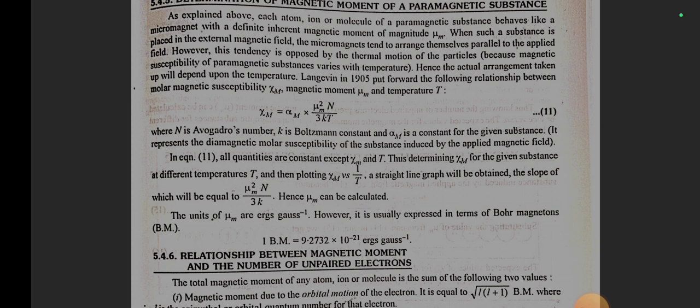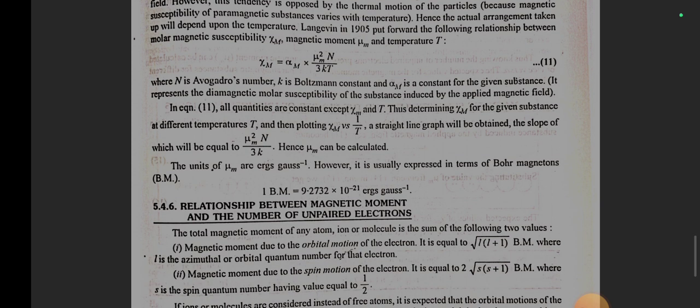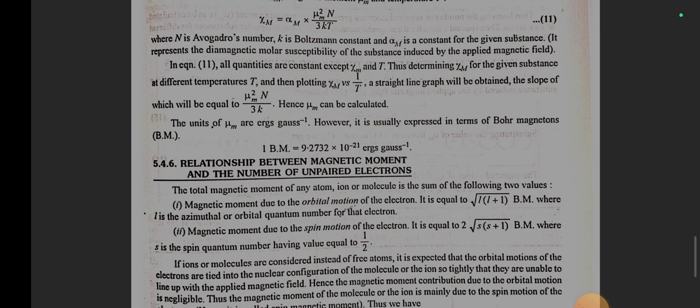Langevin in 1905 put forward the following relationship. Magnetic susceptibility is equal to αm plus μm² N upon 3kT. N is the Avogadro number, k is the Boltzmann constant, and αm is a constant for a given substance.